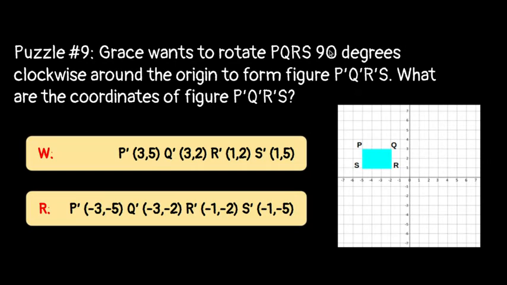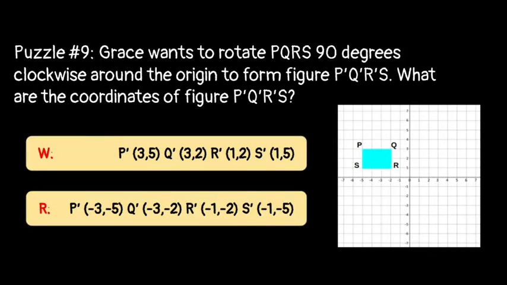And again, when you rotate 90 degrees clockwise, that means that you are changing the order of your coordinates, and you are making what was your x coordinate now its opposite. So for example, we will take our P here, which is at -5, 3.